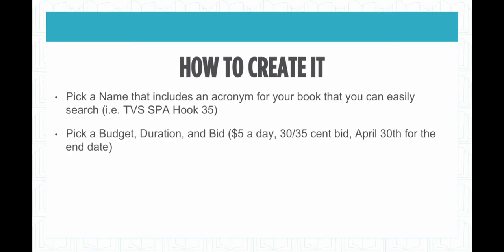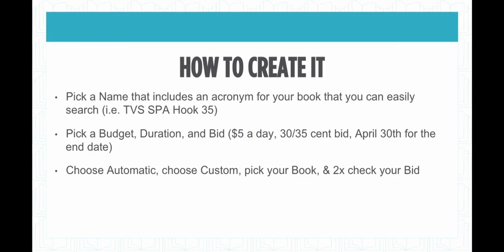Then you're going to pick a budget, a duration, and a bid. So I am going to recommend a $5 a day bid. Don't worry. Just because you have $5 a day does not mean it's going to cost you a whole lot of money if you run 10 or 20 ads. I'm going to get into that, I believe, in the next video. 30-cent bid if your book is a standalone, 35-cent bid if it is part of a series, and then I want you to pick April 30th for the end date. These are pretty low bids because I want to keep profit in mind. You're going to choose automatic. You'll have the option of automatic or manual. You're going to choose custom, which means you're going to write the advertising copy for this. Don't worry.